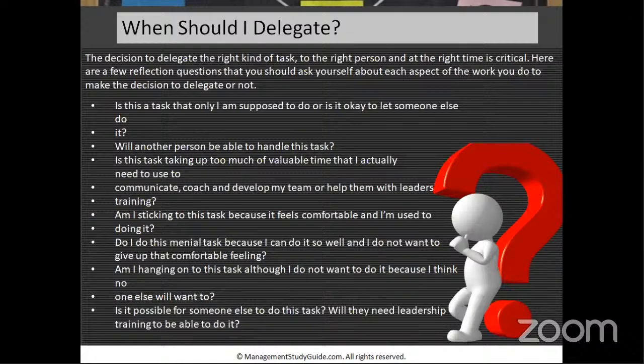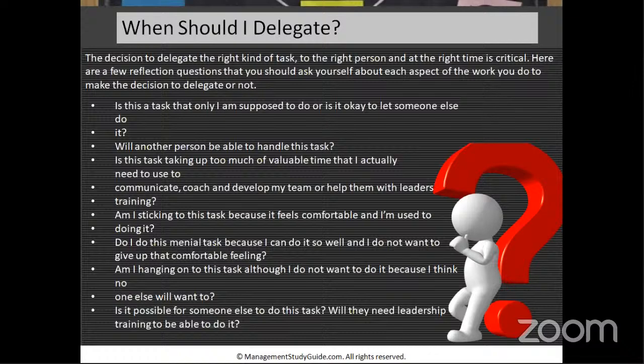When should I delegate? The decision to delegate the right kind of task to the right person and at the right time is critical. Here are a few reflection questions that you should ask yourself about each aspect of the work you do to make the decision to delegate or not. Is this a task that only I am supposed to do, or is it okay to let someone else do it? Will another person be able to handle this task? Is this task taking up too much of my valuable time that I actually need to use to communicate, coach, and develop my team, or help them with leadership training?